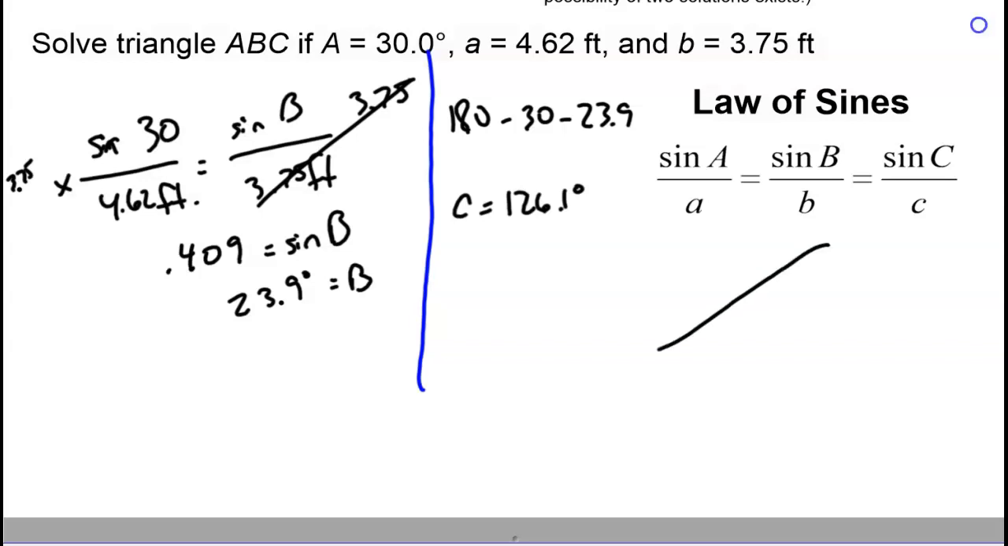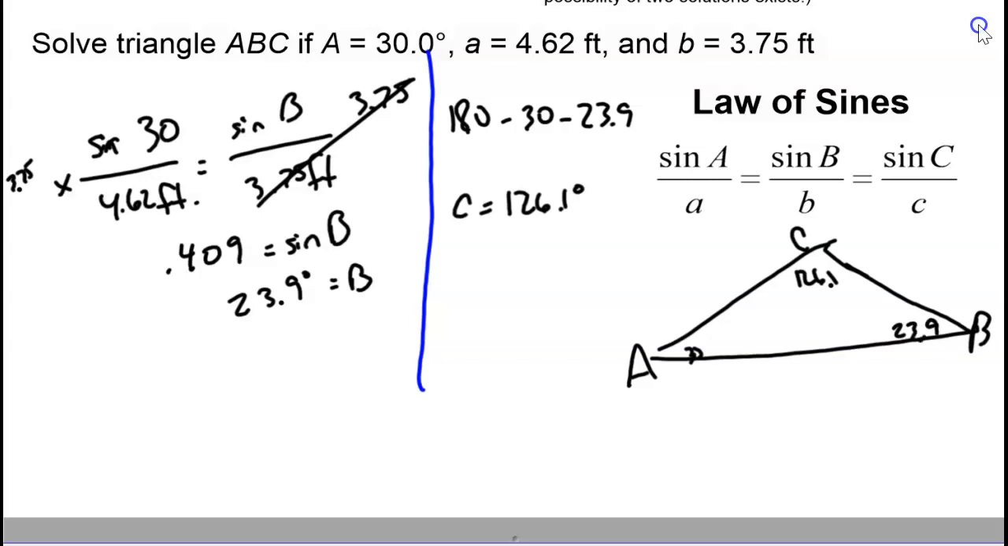Just because I'm a visual person and I like to be able to see things, let's make this C, that's 126.1. We will make this one A, and it is 30 degrees. Make this B, and we said that was 23.9 degrees. And these are all degrees. We also know that A is 4.62 feet. We know that B, opposite of angle B, is 3.75 feet. And C, well, we don't know yet. So we can figure that out now that we know angle C.